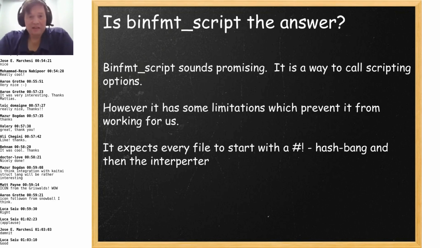Well, let's ask the first question. If this already exists, why do you have to write it? So is bin format script the answer? Bin format script sounds promising. We start looking at the source code for it. It is a way to call scripting options. However, it has some limitations working for our example. It expects every file to start with a hash bang, or a shebang, and then the interpreter name or an environment that then calls it after that. So that's kind of a little bit of a pain.